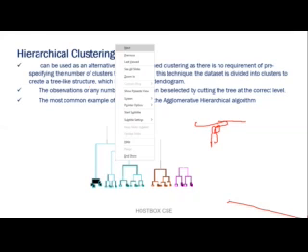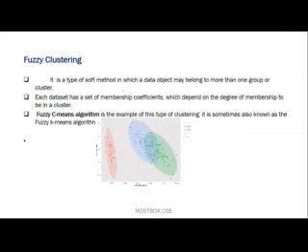Next, fuzzy clustering. It is a type of soft method in which a data object may belong to more than one group or cluster. Here, remember, it always comes with a membership weight. Remember, the membership weight is between 0 and 1. You have an idea of fuzzy sets, so the value should be between 0 and 1 only.